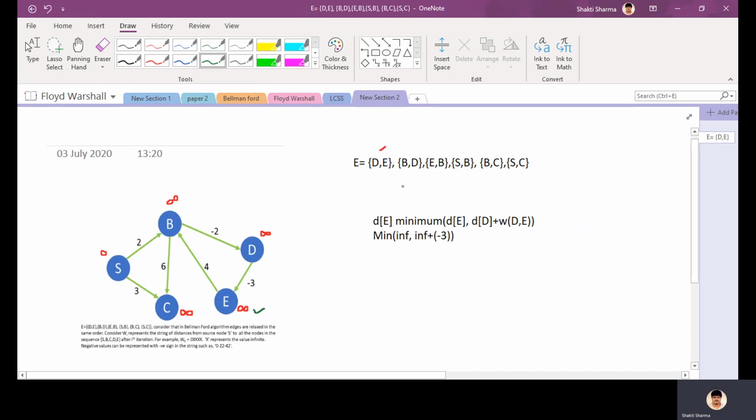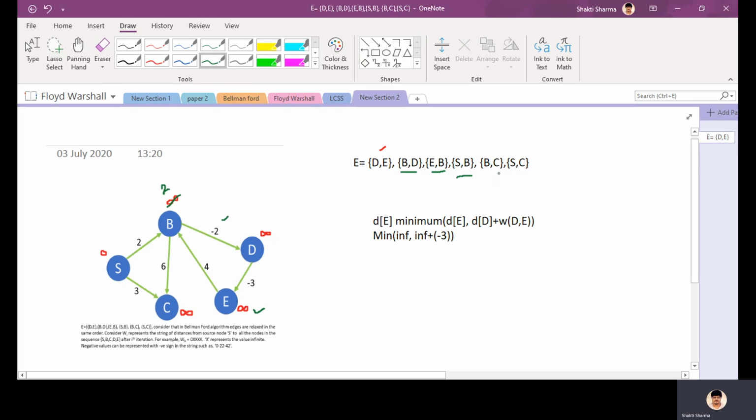Then the next edge which we will relax is BD. On relaxing BD, infinite minus 2 in the same way will remain infinite, so there will be no change. Then the third edge which we relax is EB. Now if we relax EB, infinite plus 4 will not change anything. Now the next edge we can relax here is SB. If we relax SB, 0 plus 2 will give me a value 2, which is definitely lesser than infinite. So there will be an update here, and this value will change to 2.